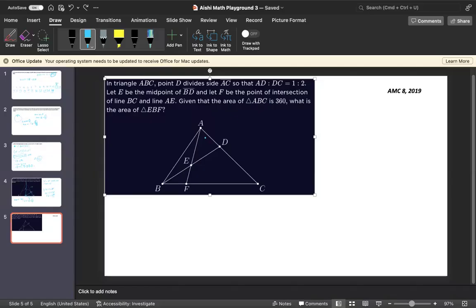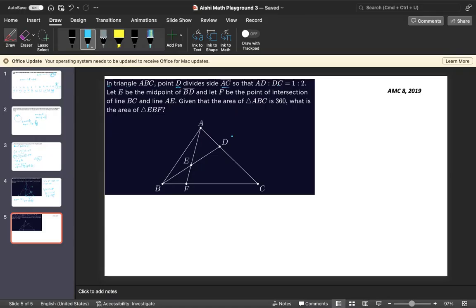Okay, our last question. In triangle ABC, point D divides side AC so that AD is to DC is equal to 1 is to 2. Let E be the midpoint of BD, and let F be the point of intersection of line BC and line AE. Given that the area of triangle ABC is 360, what is the area of triangle EBF?